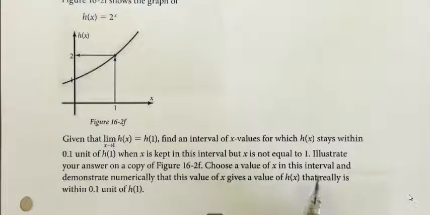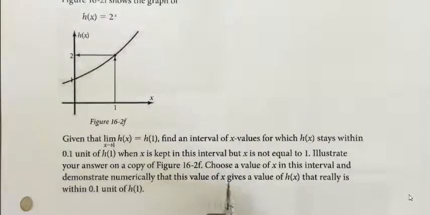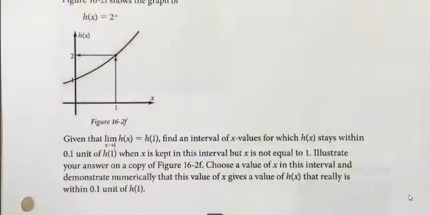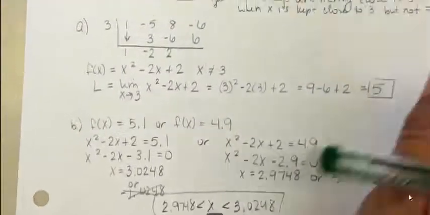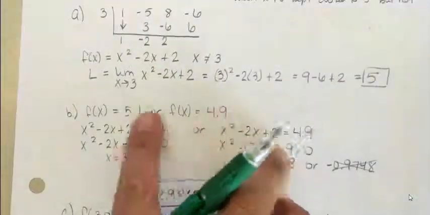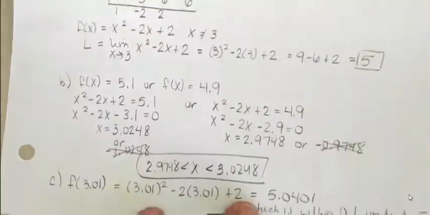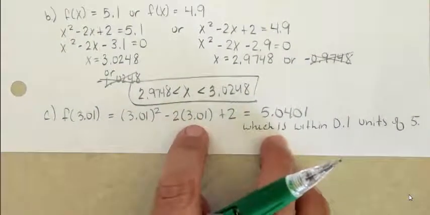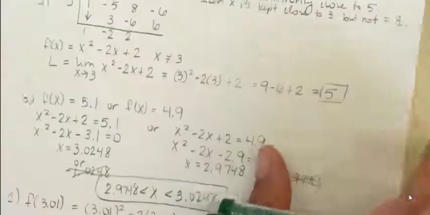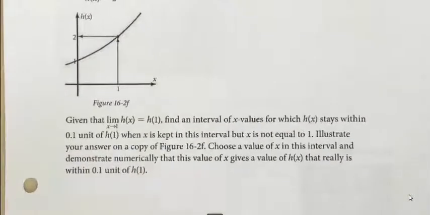Choose a value of x in this interval and demonstrate numerically that this value of x gives a value of h of x that is really within 0.1. So this is very much like this example, where we picked a number within 0.1 unit of f of x, and then later on we showed that we could pick some number x, plug it in, and it'll keep us close to the limit. So that's exactly what we're going to do here. Very similar, just way more wordy, not as full of steps.